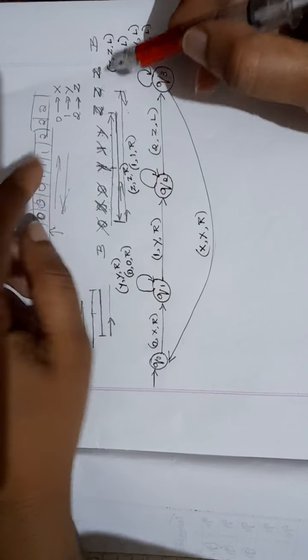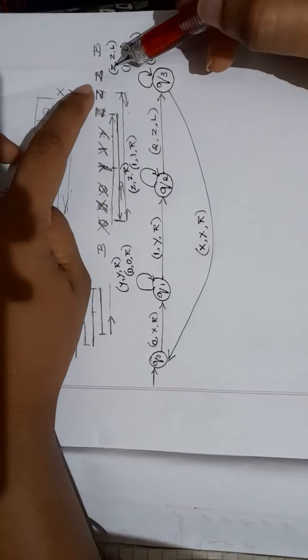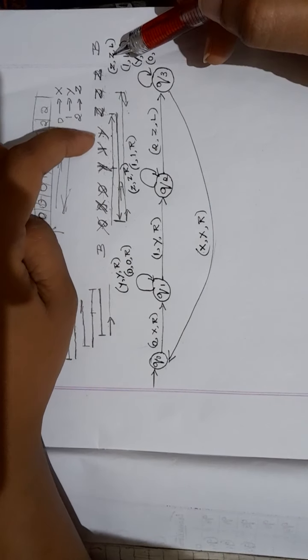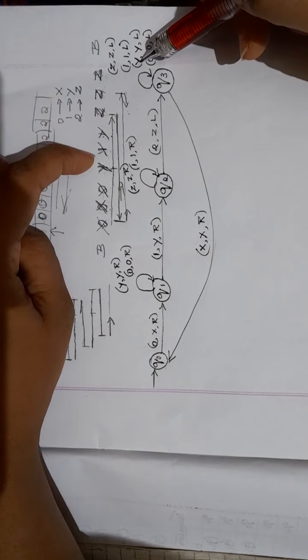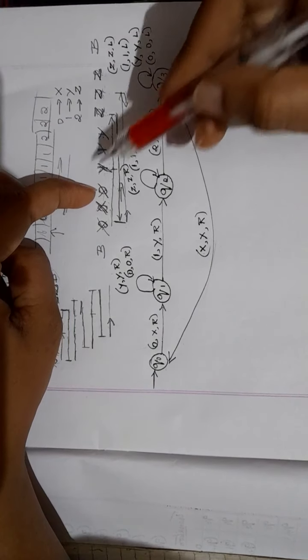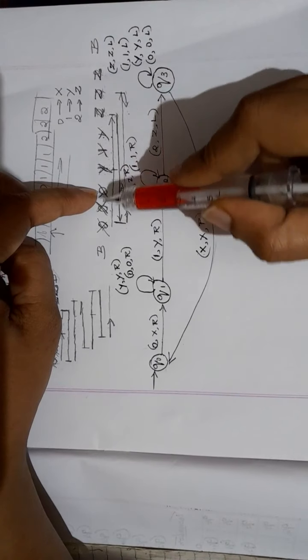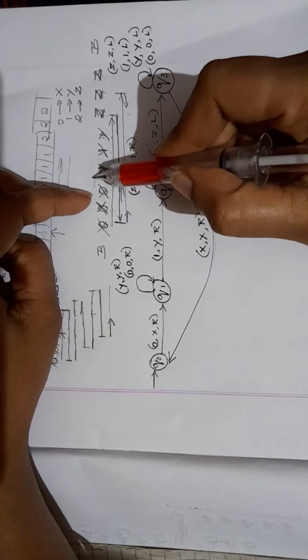Change the direction. You should keep on moving till you read X. So Z, keep it Z itself, move left. Y, keep it as Y itself, move left. Next you are reading X. So when you read X, keep it as X itself and change the direction now.